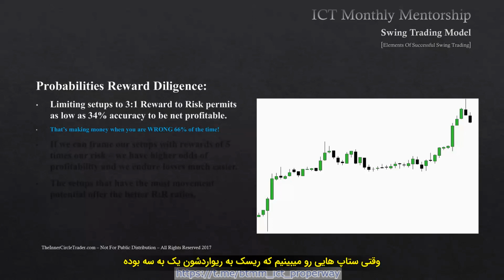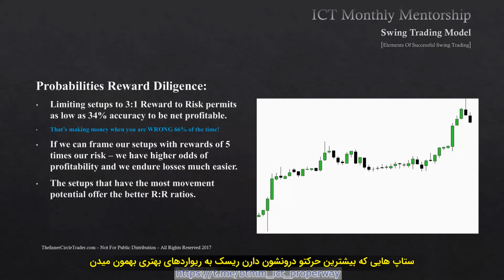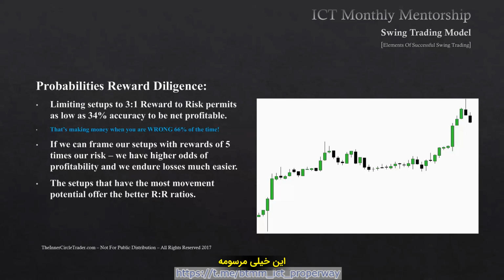When we see setups that pay out 3-to-1, or we look for setups that we're willing to hold for 3 times what our initial risk was, we're giving ourselves the potential to do very well and not require a great deal of accuracy. But if we can frame our setups with rewards of 5 times our risk, we have higher odds of being profitable and we can endure losses much easier. Now, the setups that have the most movement potential offer the better risk to reward ratios. Obviously it's common sense, but I did say that in every teaching discipline, we would mention some form of money management and risk management. This is the only thing we're going to be talking about, but I want you to think about this because it's going to be part of your homework.